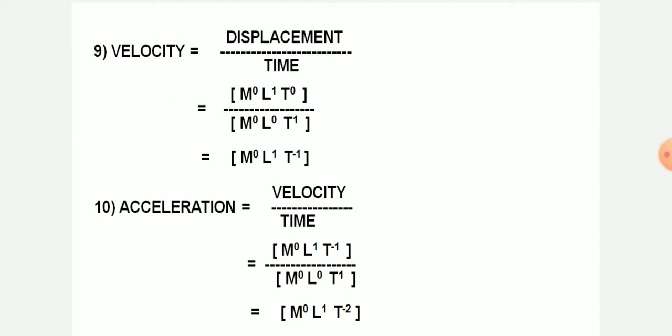Then the acceleration is nothing but the change in velocity upon time. So in the numerator we have to write the dimension of velocity, and in the denominator we have to write the dimension of time. Therefore the dimension of velocity is M0 L1 T-1, and the dimension of time is M0 L0 T1. This T1 will be in the denominator, so it will become minus 1. So the dimension will be M0 L(1 minus 0 is 1) T(-1 and the other -1), so it will become minus 2. Okay.